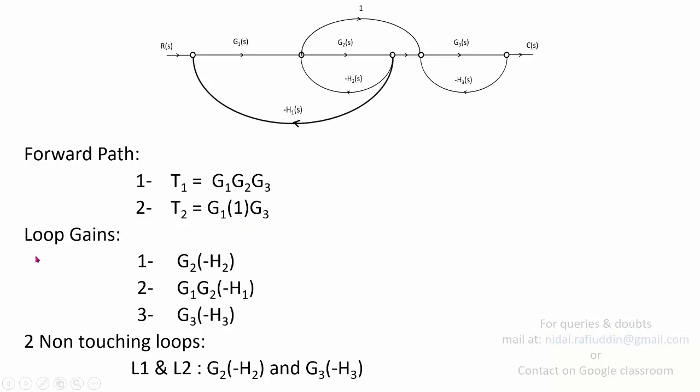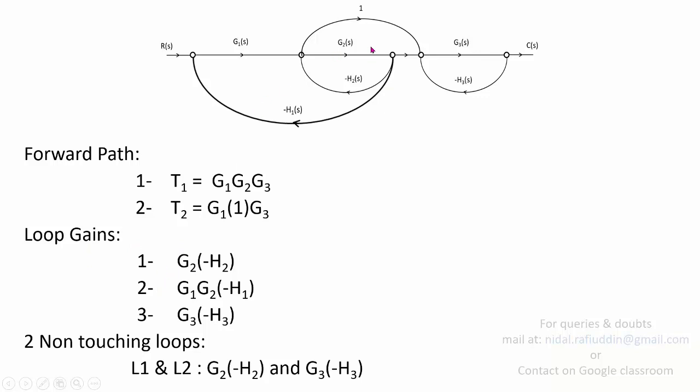Then I talk about loop gains. For this, I identify how many loops are present in the system. So I see G2 minus H2 is one loop. Then I see G3 minus H3 another loop. Then I see G1, G2 minus H1 the third loop. So in total, there are 3 loops. And if any one of you see any fourth loop, you can answer me. But I see only 3 loops.